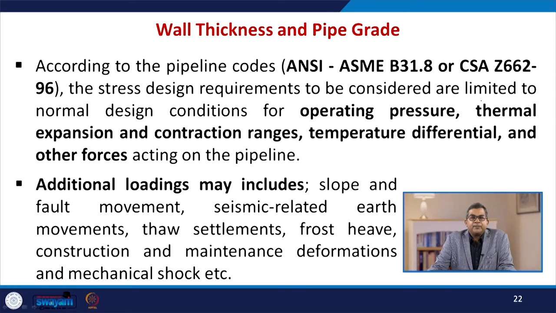Wall thickness and pipe grades. Now, according to pipeline code ANSI ASME B31.8 or CSA Z662, the stress design requirements to be considered are limited to normal design conditions for operating pressure, thermal expansion and contraction ranges, temperature differential and other forces acting on the pipeline. The additional loading may include slope and fault movement, seismic related earth movement, thaw settlement, frost heave, construction and maintenance, deformation and mechanical shocks, etc.